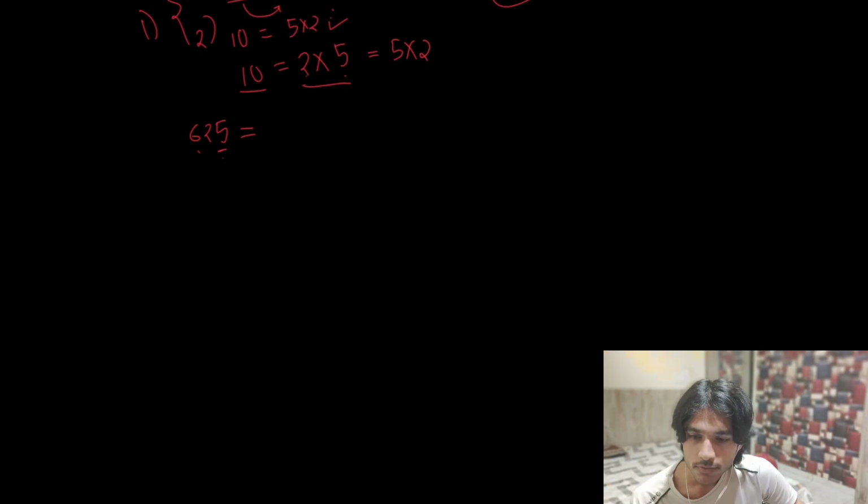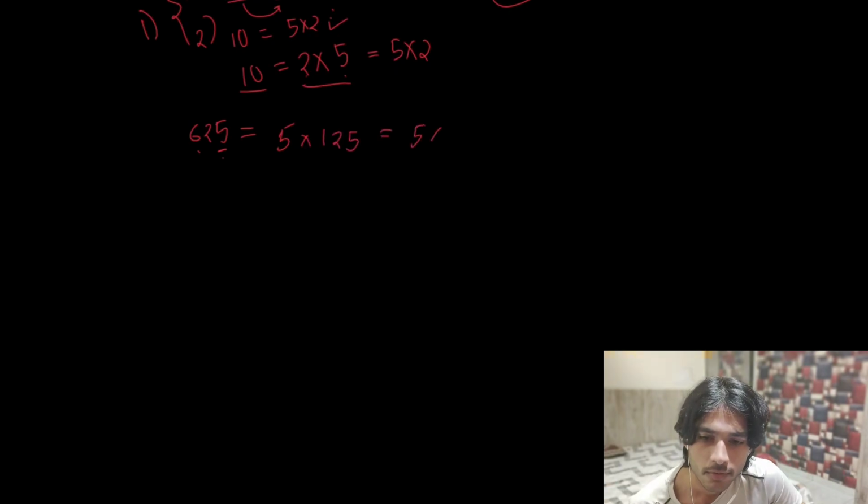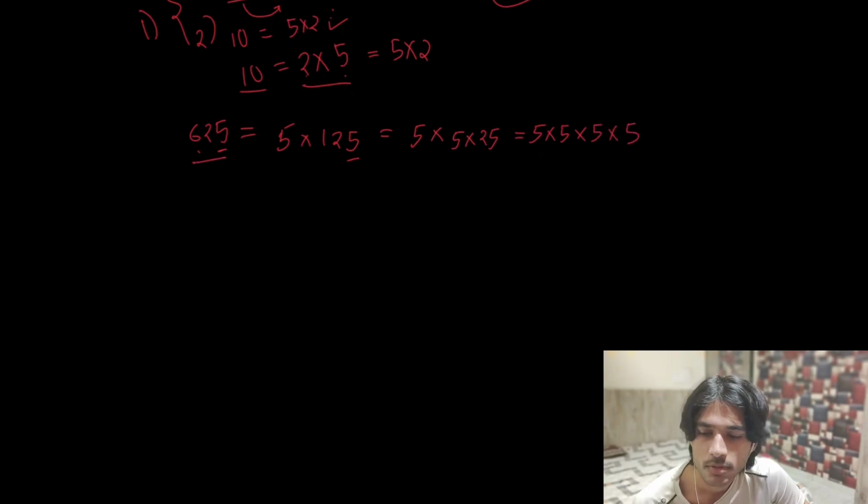So here, 625 can be written as 5 multiplied by 125. Again 125, because it has 5 in one digit, it will be divisible by 5, so it will occur as 25, and then again 5 multiplied by 5, and 25 can be written as 5 multiplied by 5. So this was a composite number. Why? Because it has factor 1 and 625 definitely as its factors, but it also has 5 as a factor.